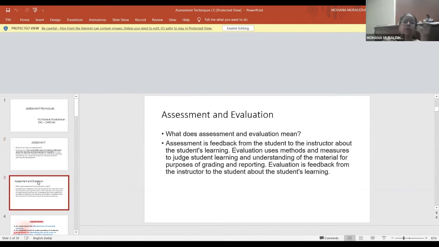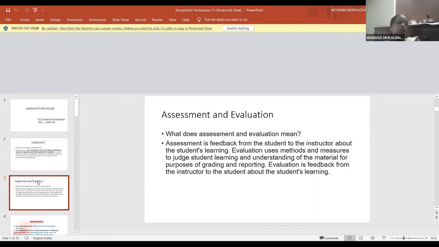Now, how does it differ from evaluation? These are two different terms, assessment and evaluation. What is assessment? Assessment is a feedback from the students. When I teach something and I ask questions, I get a feedback from them of what they have learned. Whereas evaluation uses methods and measures to judge the students' learning capacity.